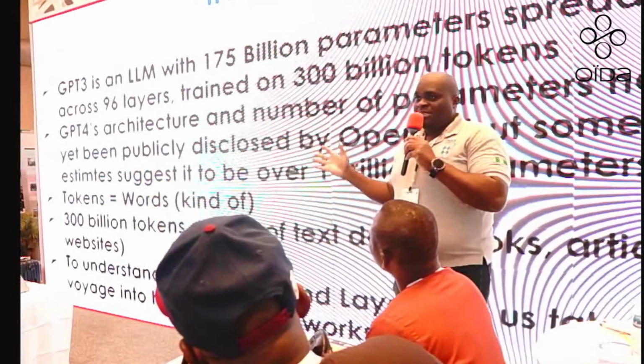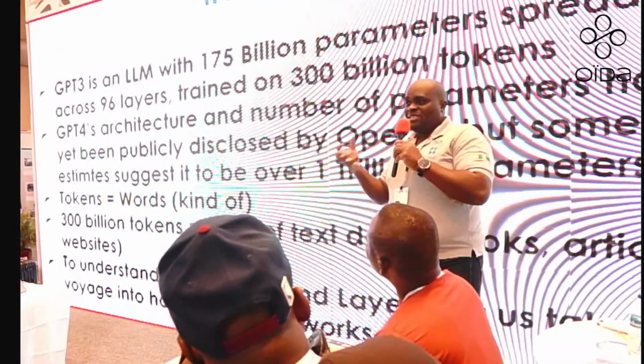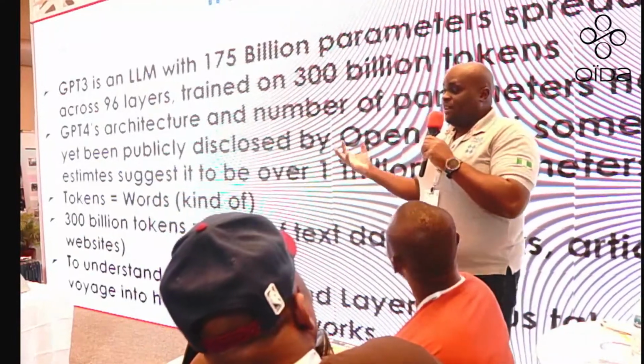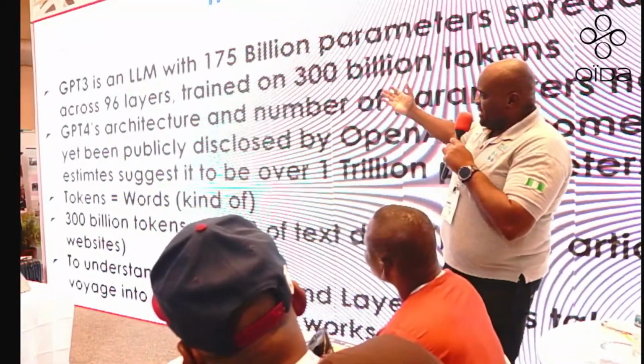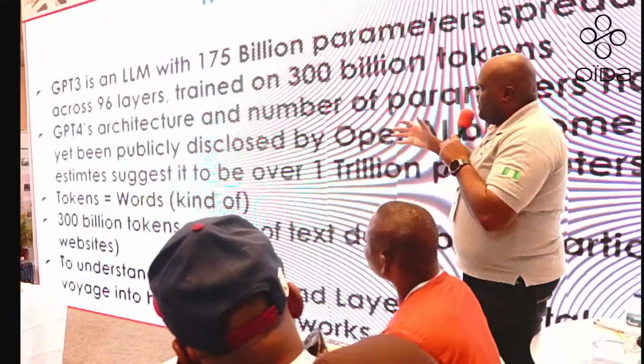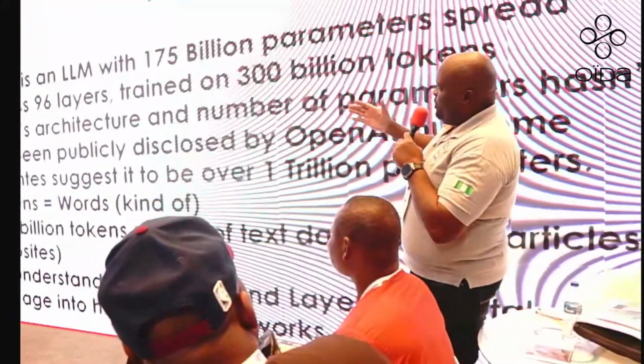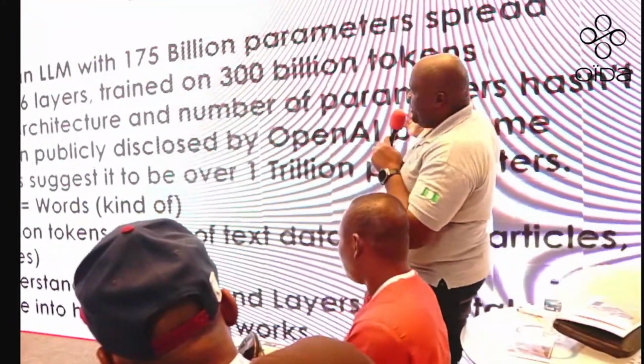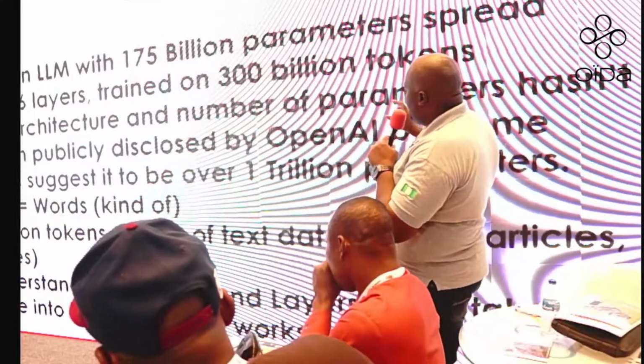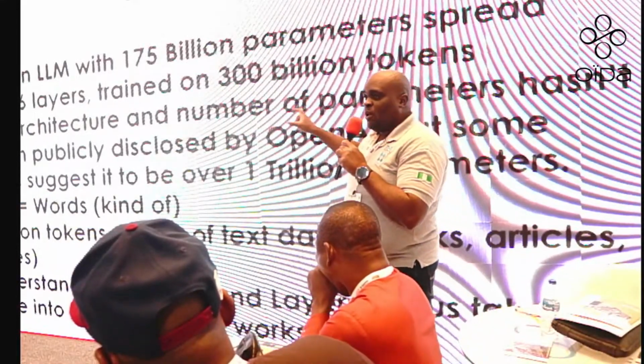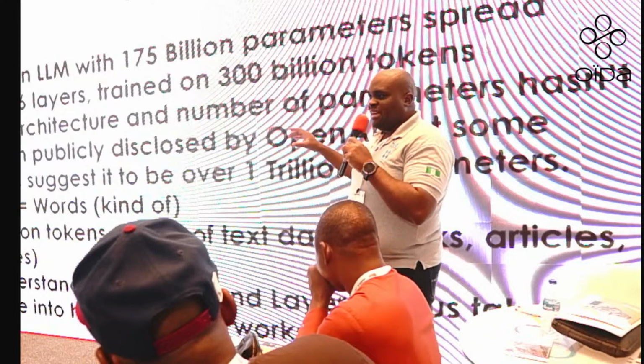So we all know that GPT is the most popular LLM we can think of. So most times we just have to revert to that because that is what we are very used to. Just to give an insight, GPT is an LLM with 165 billion parameters across 96 layers, trained on 300 billion tokens. When we get to the deep dive, we're going to explain what that means and how it actually works.